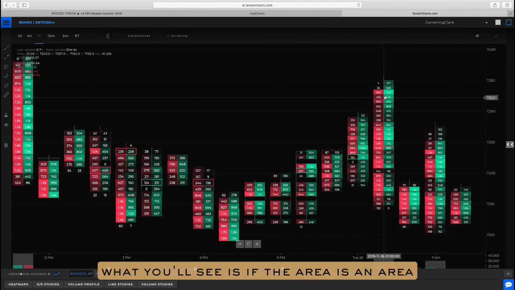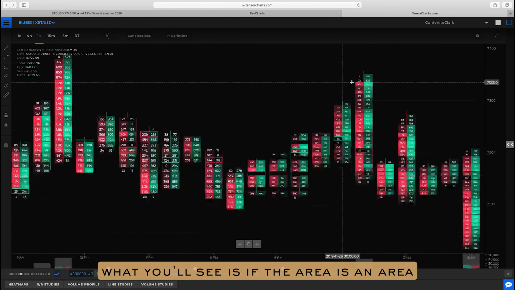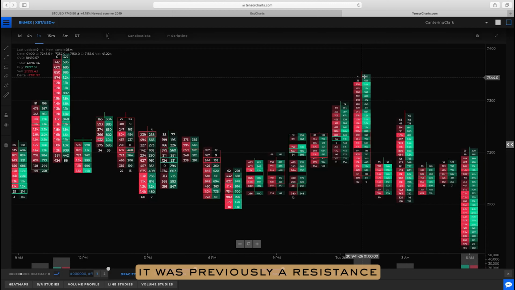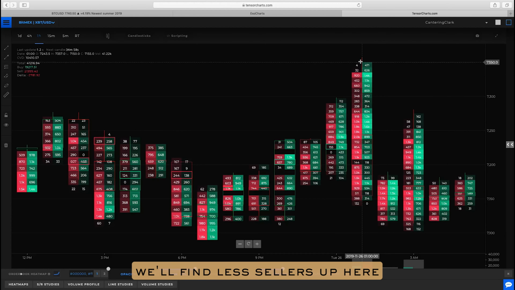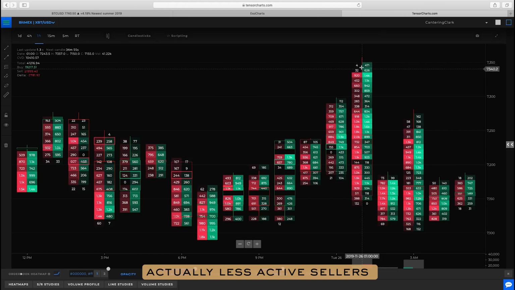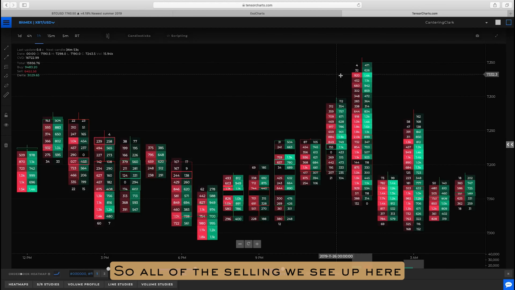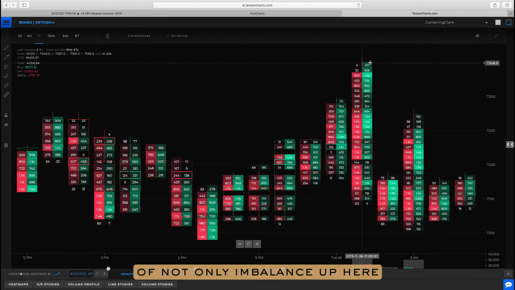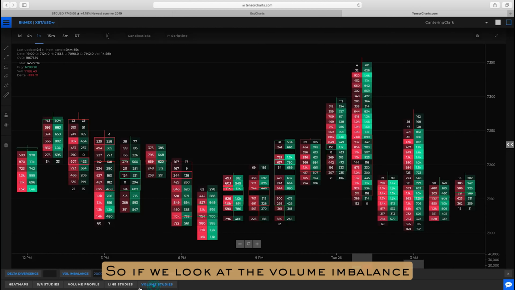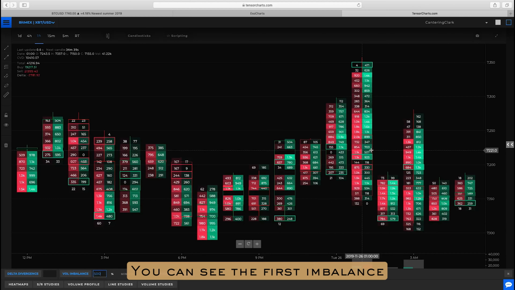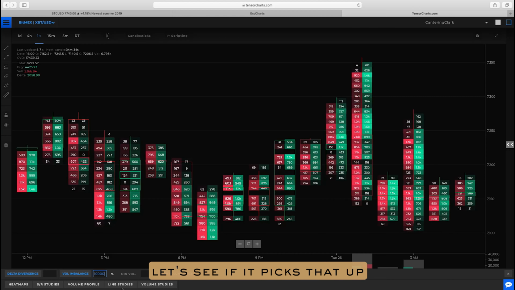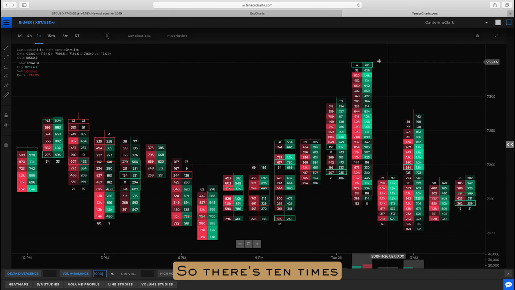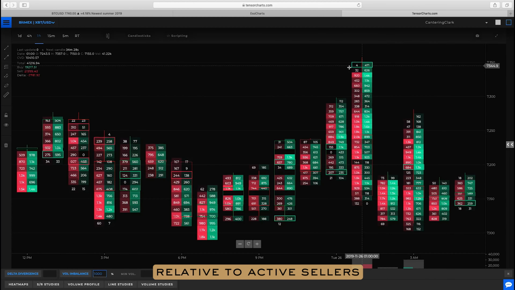And as we approach the top, what you'll see is if the area is an area where within the auction it was previously a resistance, as we move further and further up, we'll find less sellers up here actually, less active sellers, all right? So all of the selling we see up here is in the form of passive selling. And we could see there's a good amount of not only imbalance up here, so if we look at the volume imbalance, we just set this down to, let's say 500, you can see the first imbalance right here. If we set this down to 1000, let's see if it picks that up. Yeah, same thing. So there's 10 times the amount of buyers right here relative to active sellers.